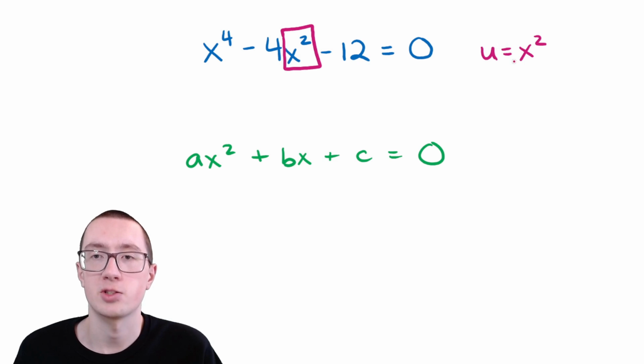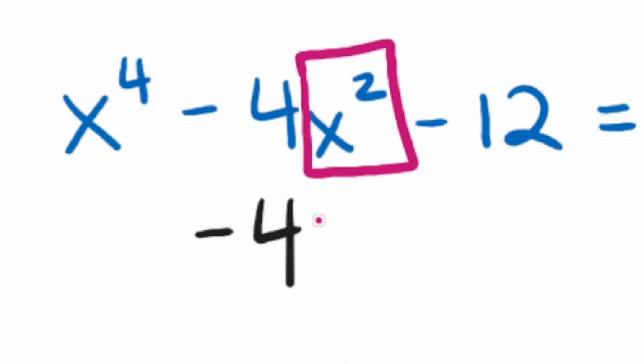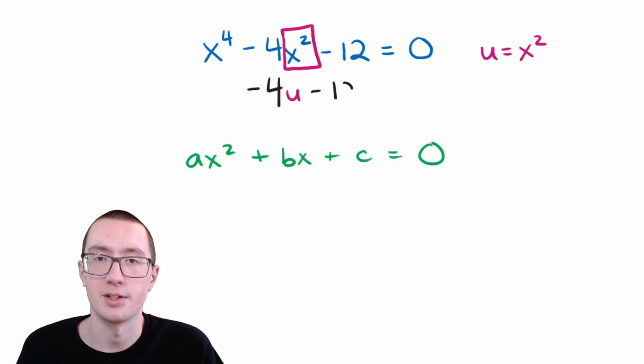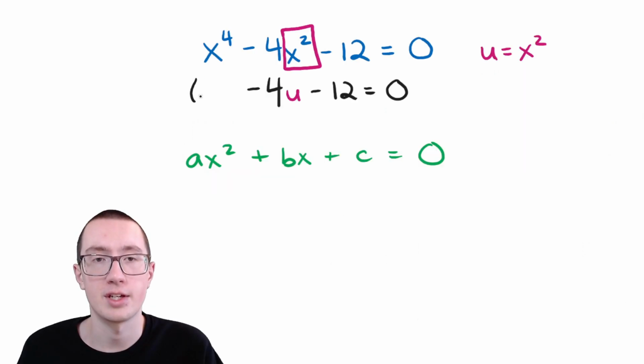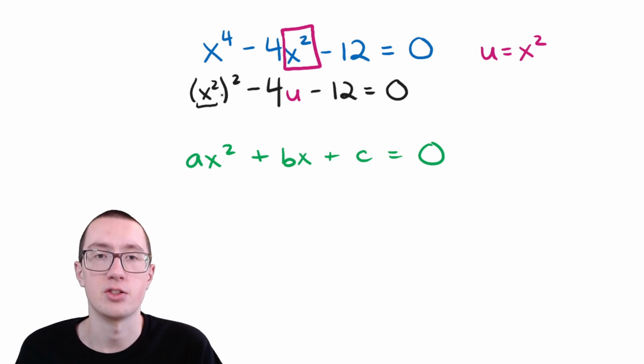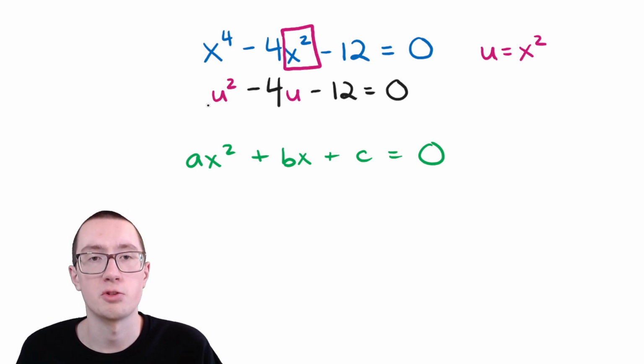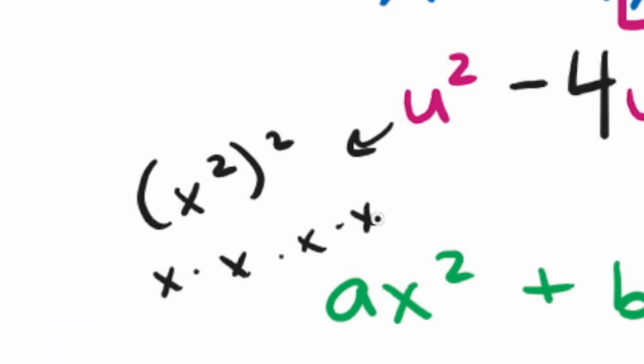This means that whenever we have x squared, it turns into u. For example, here we have minus 4x squared. We're now going to have minus 4 times u. This minus 12 is going to stay the same, and so is the equals 0. But what is this x to the fourth going to become? Well, x to the fourth is the same thing as x squared squared, because x squared is x times x, and then you do another 2 x's, you have 4 x's. And x squared in this case is u. So this is going to become u squared. If you weren't sure if you did it right, you could always reverse it. You can turn u into x squared, that's x times x, times x times x, which is x to the fourth.